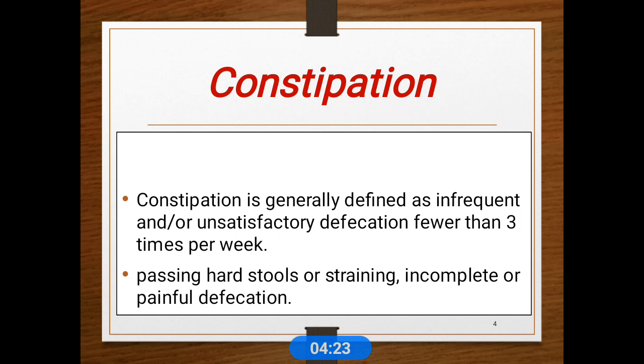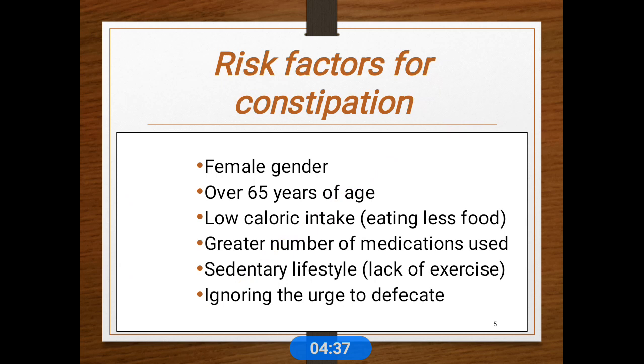Now come to constipation. What is constipation? It is infrequent and unsatisfactory defecation, fewer than 3 times per week, that is, passing hard stools or straining, with incomplete and painful defecation. These are some risk factors for constipation: female gender, over 65 years of age, low caloric intake, that is eating less food, and a greater number of medications used. Some of these medications precipitate constipation. Also a sedentary lifestyle, the lack of exercise, and ignoring the urge to defecate. These are the main risk factors for constipation.